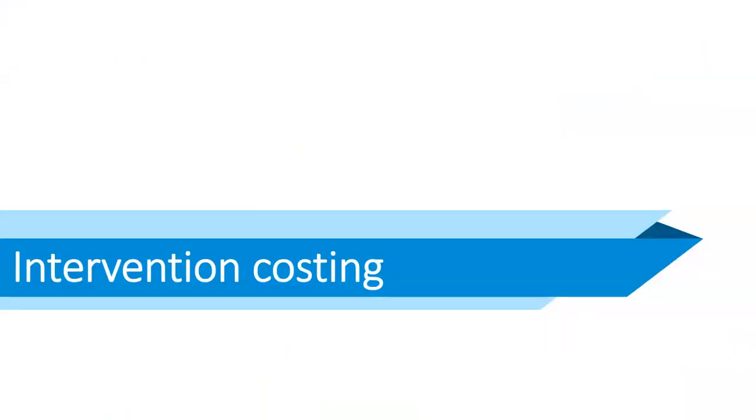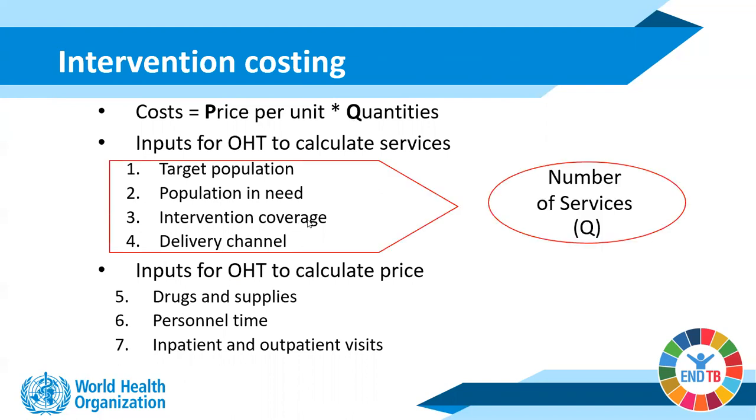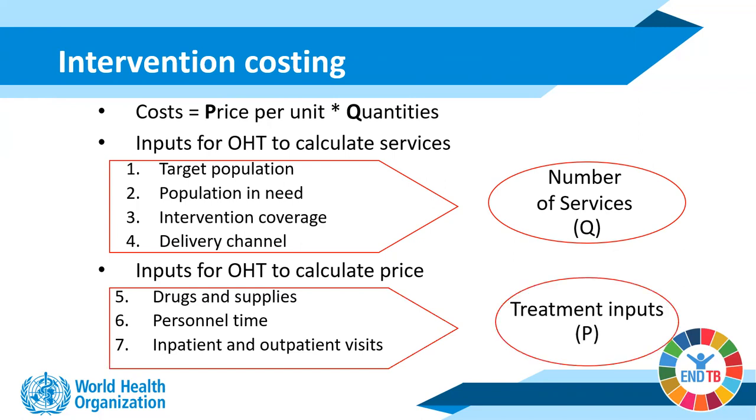We're going to start with intervention costing. As I mentioned, intervention costing looks at the price per unit times the number of quantities. The inputs for the OneHealth tool to calculate the numbers of services, which is what we equate with the quantity, is the target population times the population in need times the intervention coverage in order to give you a number of services. Those services are then distributed across all the different delivery channels in order to give you a number of services at each level. The inputs for the OneHealth tool to calculate price include drugs and supplies, personnel time, and inpatient days and outpatient visits.